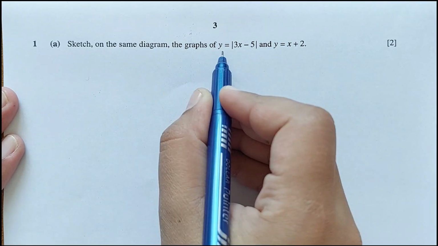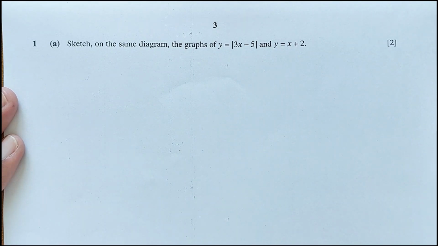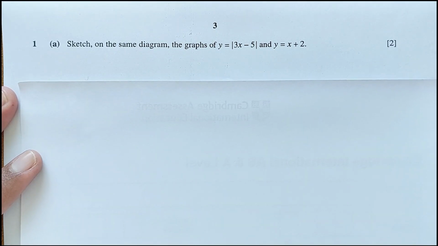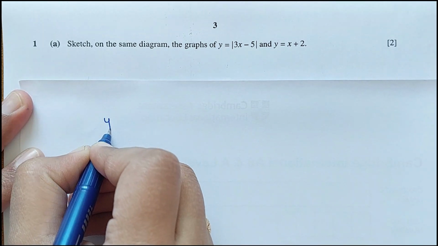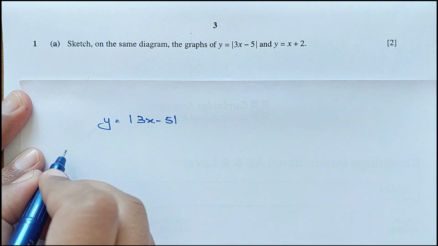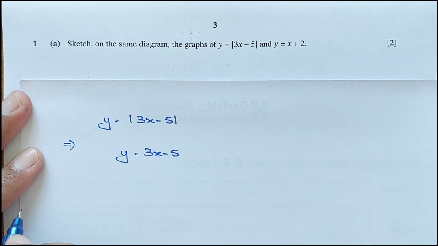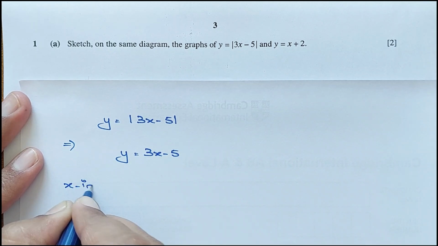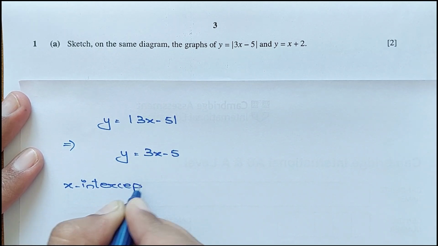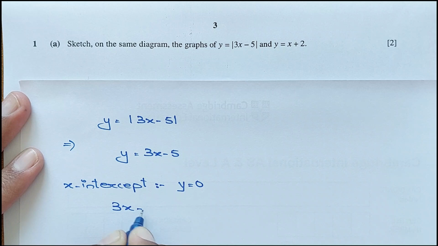Sketch on the same diagram the graph of y equals the absolute value of 3x minus 5 and y equals x plus 2. Right, so first let me take the first function, y equals the absolute value of 3x minus 5. Let us consider it as y equals 3x minus 5 and find the x-intercept. For the x-intercept, we put y equals 0, so 3x minus 5 equals 0, 3x equals 5 and x equals 5 over 3.